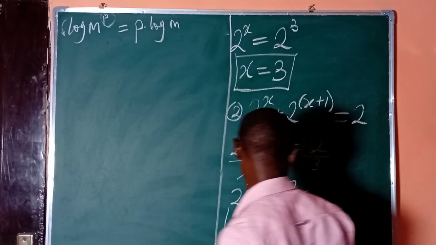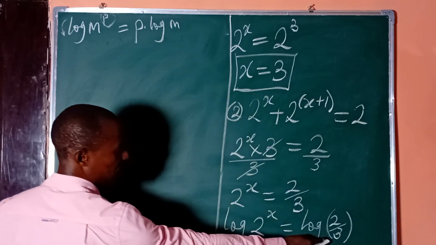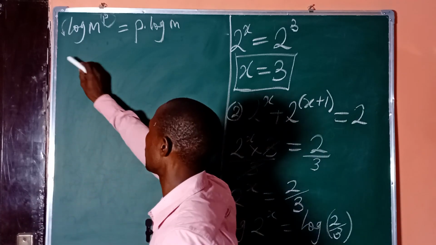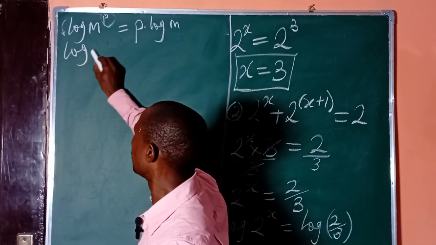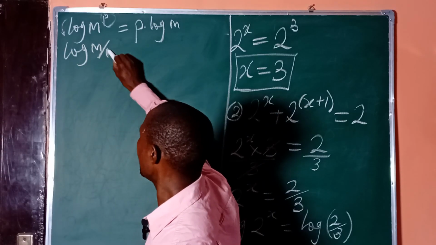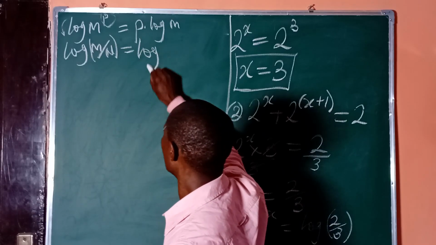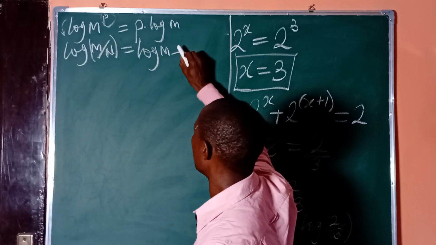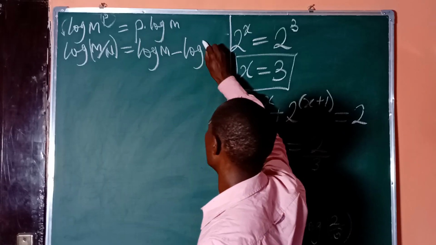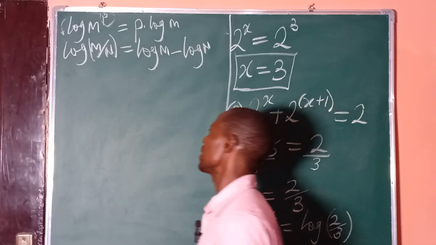Then the other one, we're going to apply the division law here. The division law says that when you have log of m all over n, this is equal to log m minus log n. So apply these laws here.